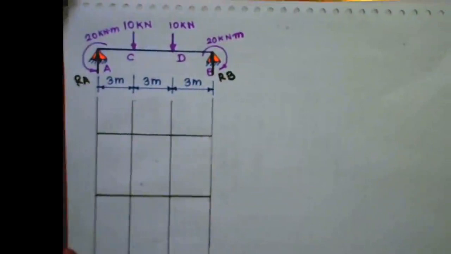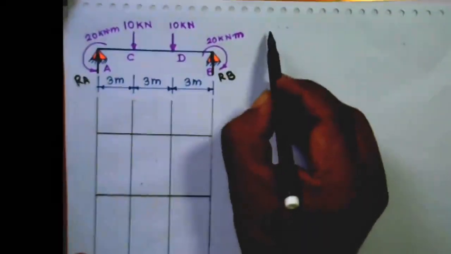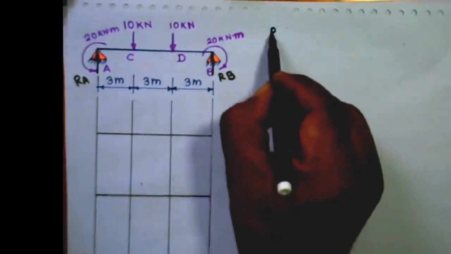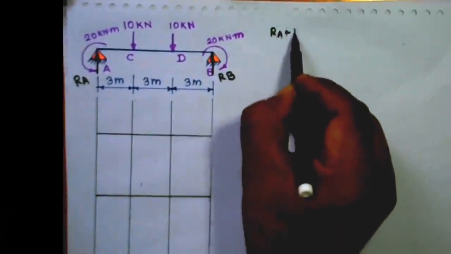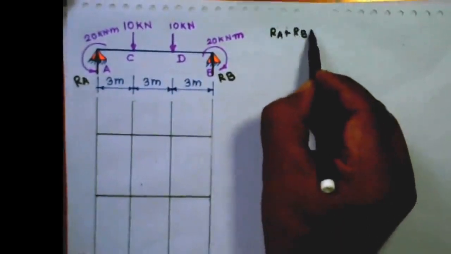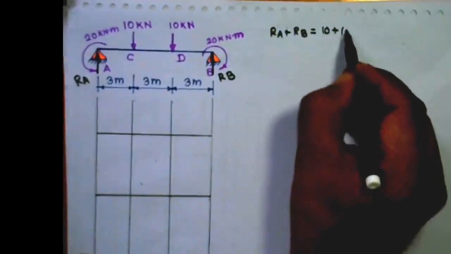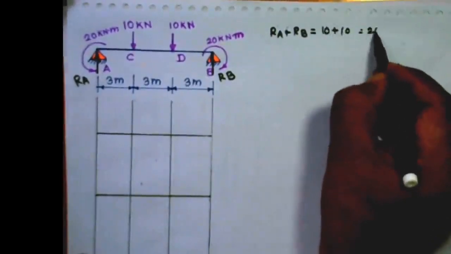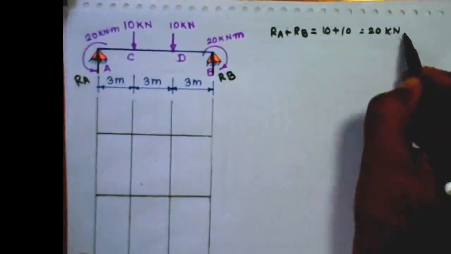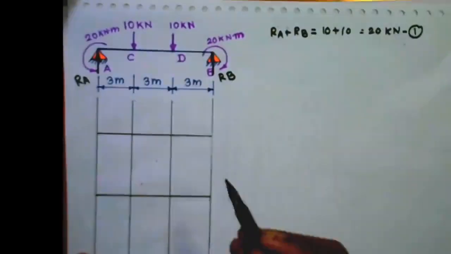To calculate the reactions, first we take summation Fy equal to 0. It means RA plus RB, the upward forces, is equal to the downward forces, 10 plus 10. It becomes 20 kilonewton. Say equation number 1.